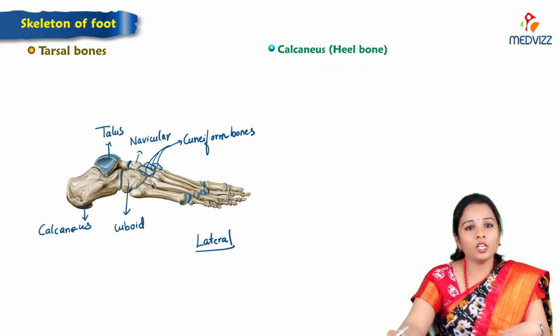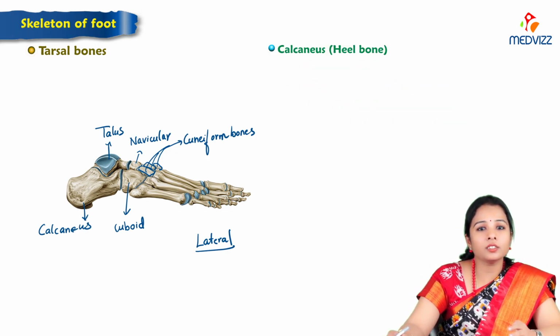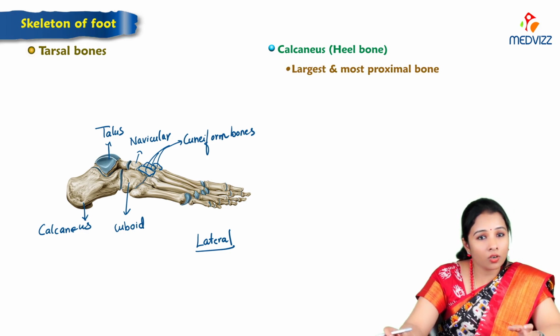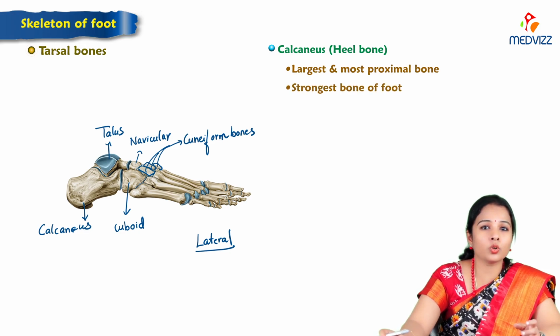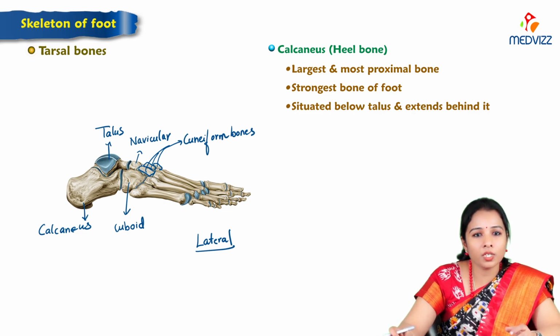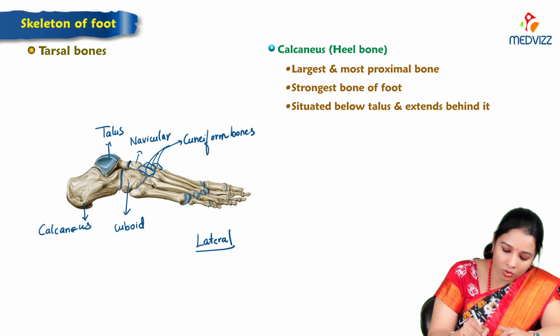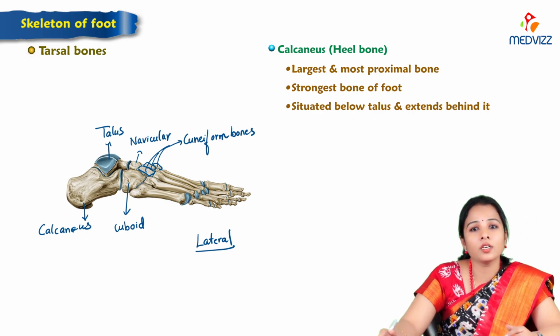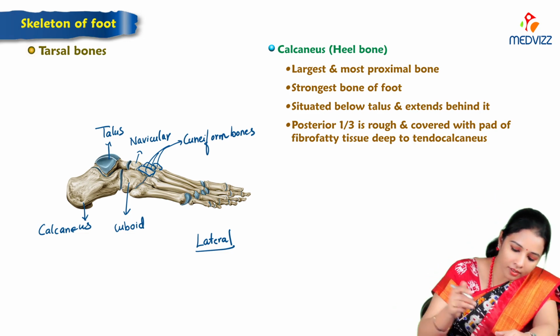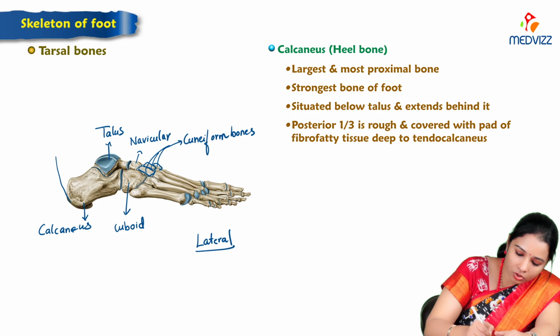So starting with our heel bone calcaneus, the calcaneus is the largest and most proximal bone. The calcaneus is not only the largest, it is the strongest bone of the foot, and it is situated below the talus and it extends behind it. So posteriorly it goes beyond the talus. And this posterior 1/3 of the calcaneus, if you see, it is rough and it is covered by a fibrofatty tissue. And there is a tendon which attaches to the posterior part of the calcaneus.